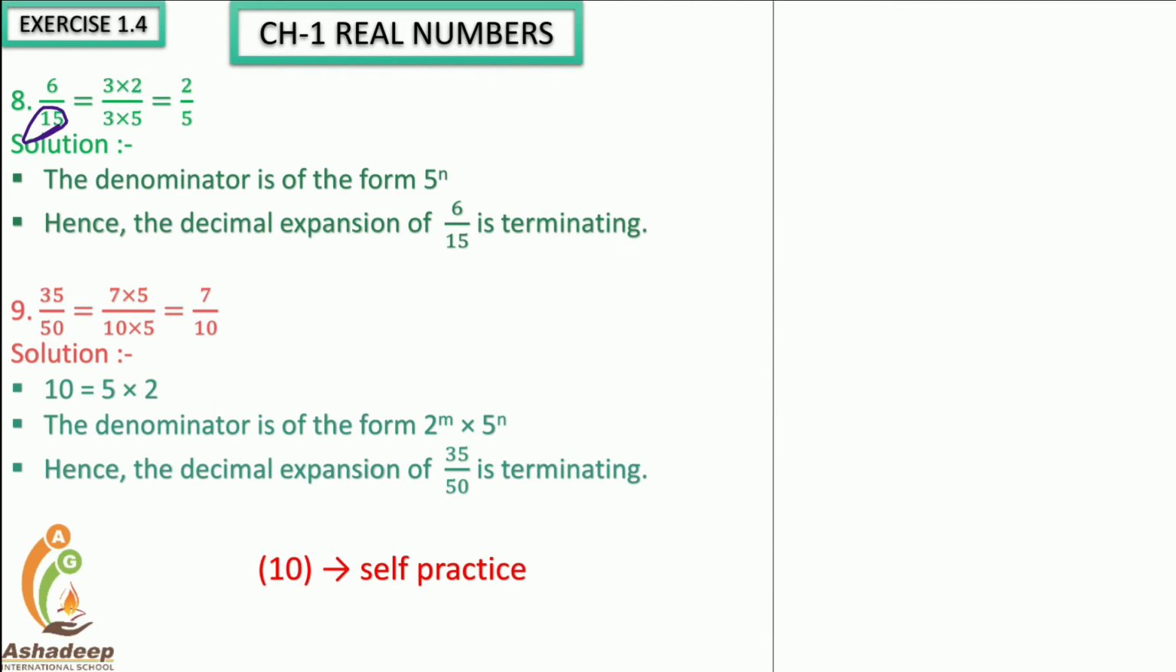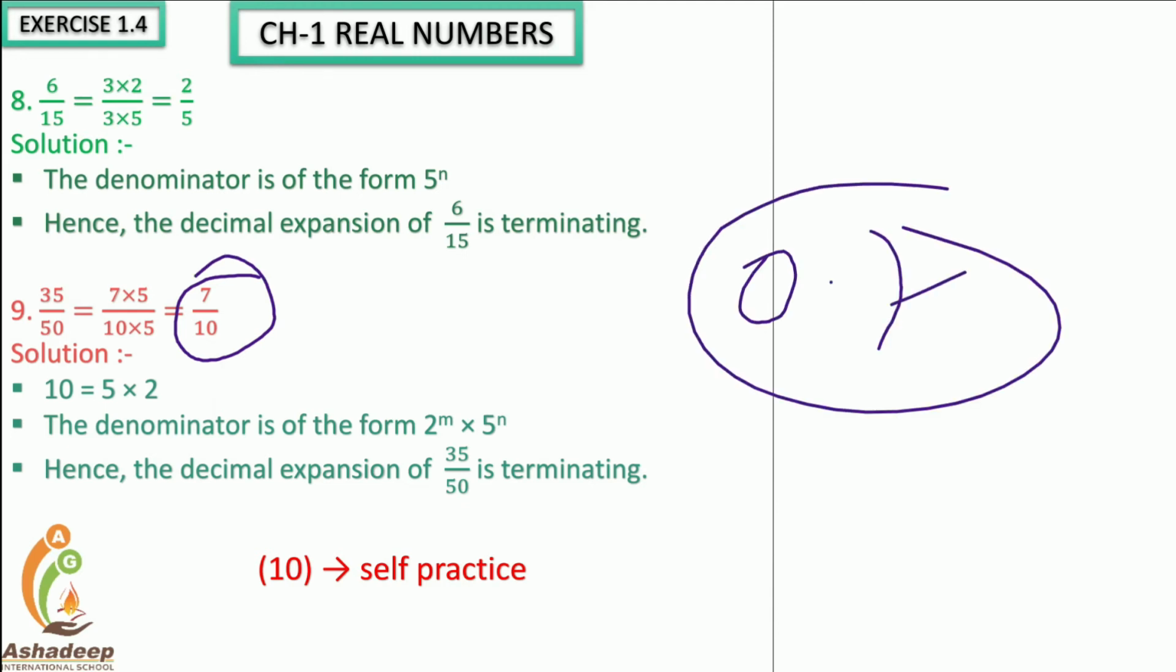But first of all, you need to do simplification, then you answer. The same here, right? Here, these are not co-prime numbers, so first of all we need to convert it. 7 by 10. By just seeing the number, you can say it is 0.7, right? So it is a terminating term.